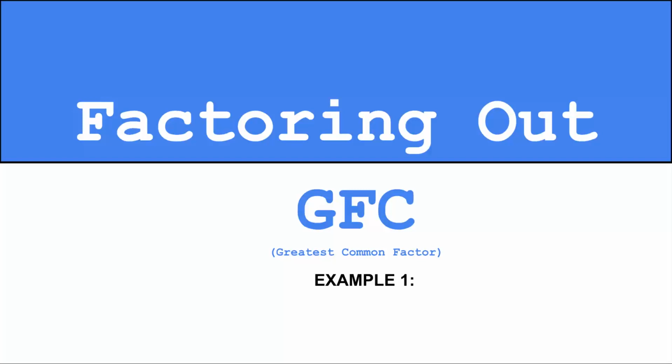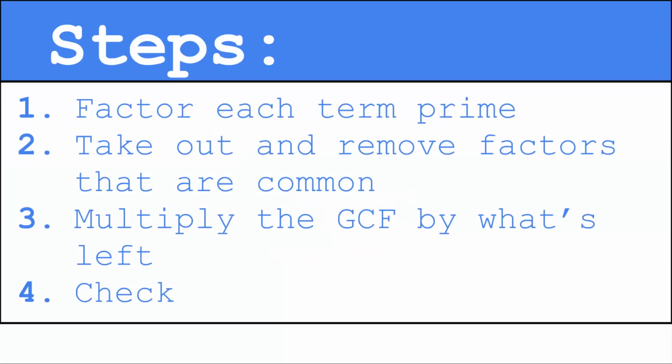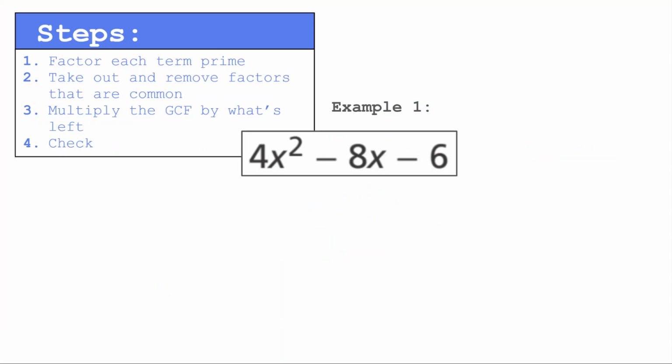All right, we are going to factor out the greatest common factor, and this is our first example. So the steps for factoring out the greatest common factor: we're going to factor each term prime. We're going to take out and remove factors that are common, and then we're going to multiply the greatest common factor by what's left over, and then we want to check our work.